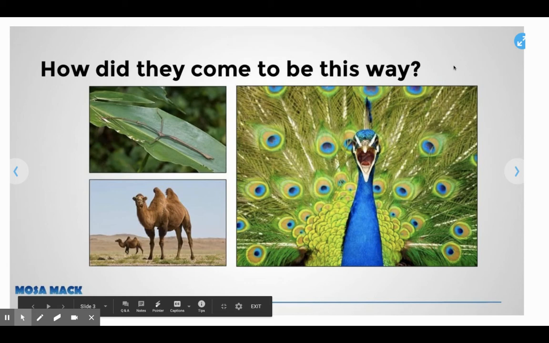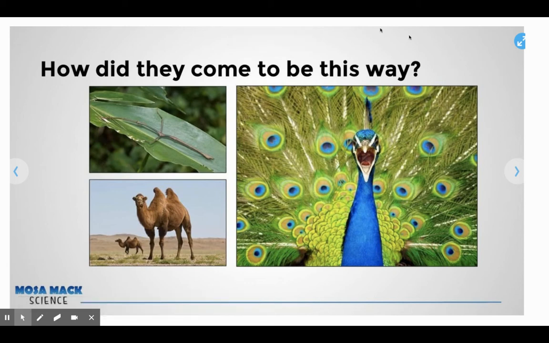So some adaptations make perfect sense. For instance, this stick bug looks like a stick. You might know right off the bat that that's for hiding so that the stick bug doesn't get eaten. But you might look at something like a camel with these really weird looking humps on its back and have no clue why a camel's back would be shaped that way. Peacock feathers are another example of a strange adaptation, but if you were paying very close attention in the crash course video yesterday, you heard that peacock feathers are a display to attract a mate, so it does serve a purpose.